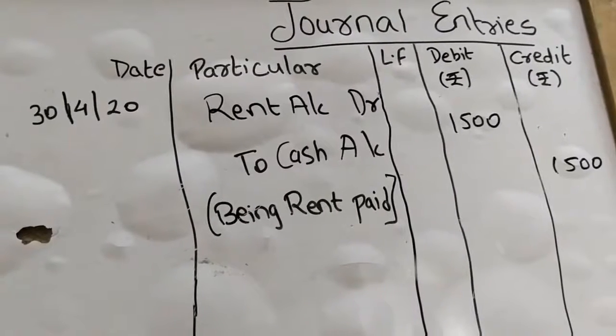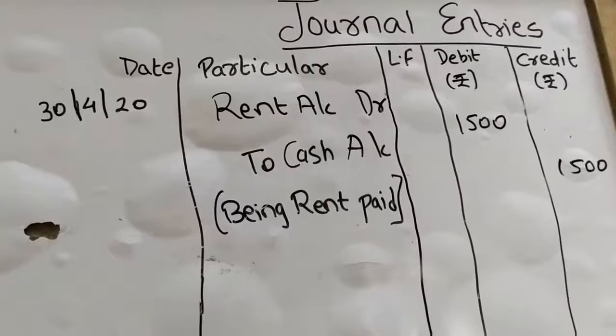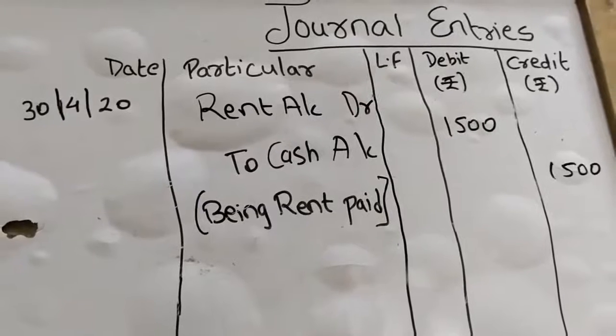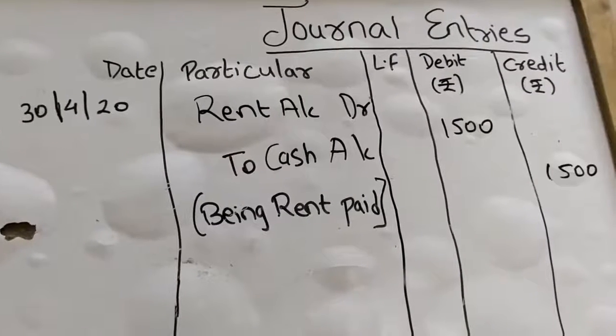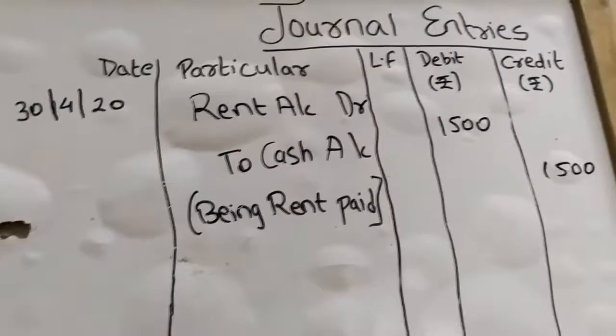I hope you guys understood. If you all understand the golden rules, it's going to be very easy. So by applying the golden rules of accounts, journal entries become very easy. You just have to go through the 3 golden rules of accounts and then just do the entries on the basis of the rules.